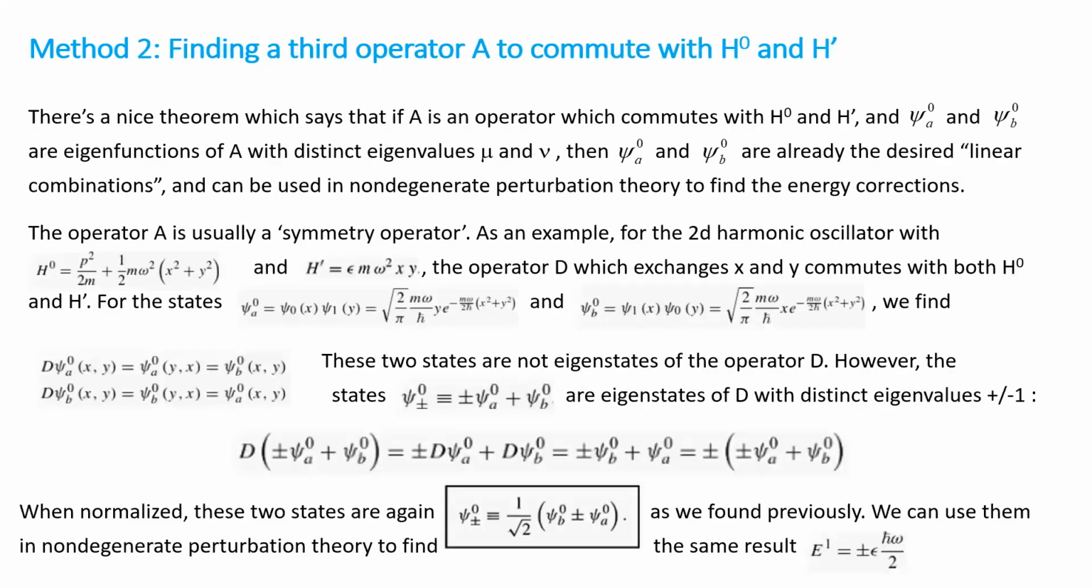And then the shortcut method, which we can sometimes use to avoid doing those integrals, is to find a symmetry operator which commutes with both our original Hamiltonian and our perturbation H prime. And if we can find eigenstates of the symmetry operator with distinct eigenvalues, we automatically have the states we need, and we can use non-degenerate perturbation theory to find the first order corrections to the energies. Okay, so that's an overview of degenerate perturbation theory.